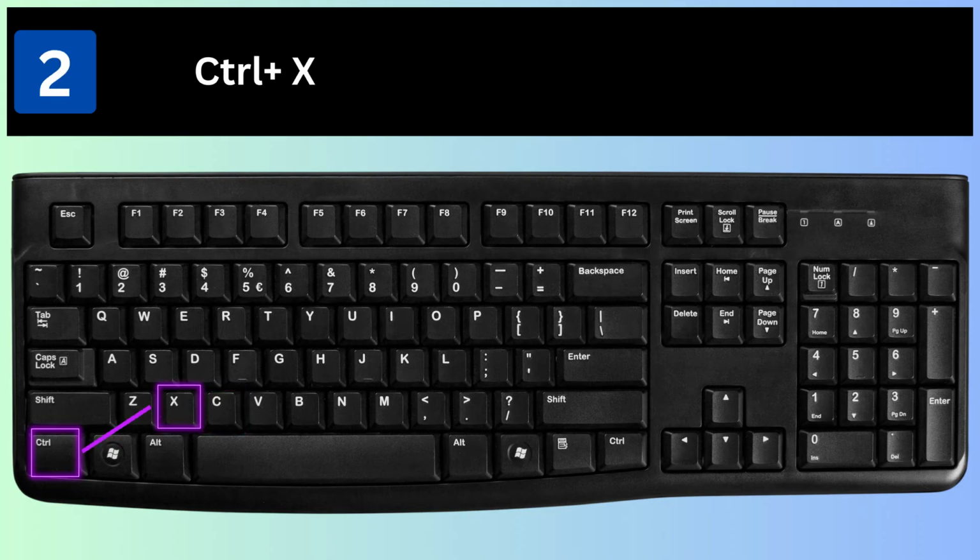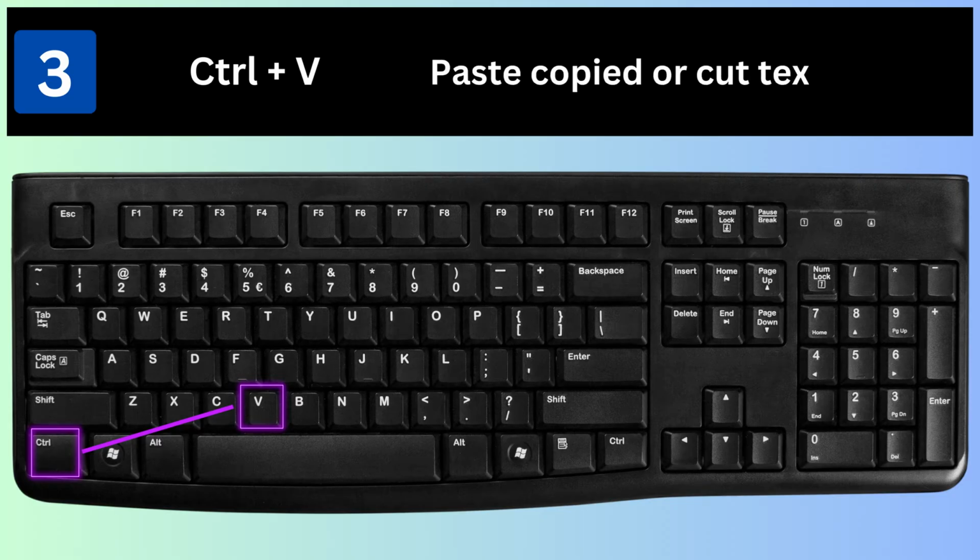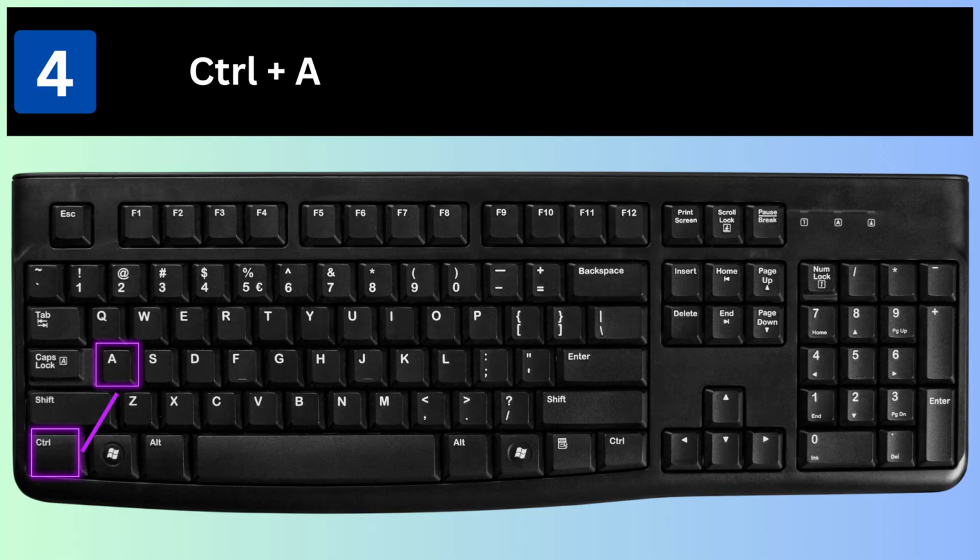Ctrl plus X. Cut the selected text or files. Ctrl plus V. Paste copied or cut text or files. Ctrl plus A. Select all text or files.